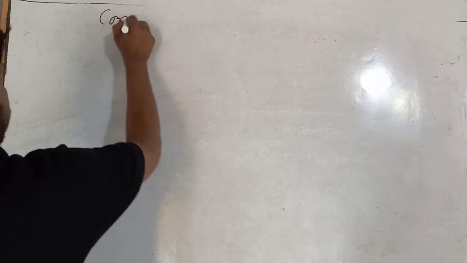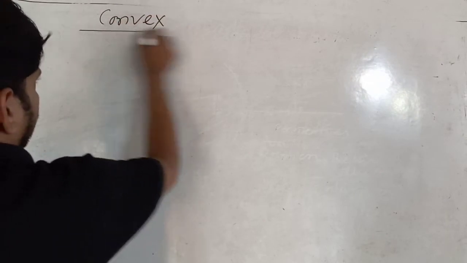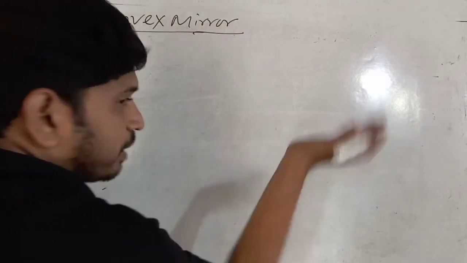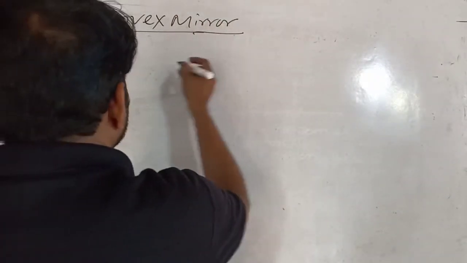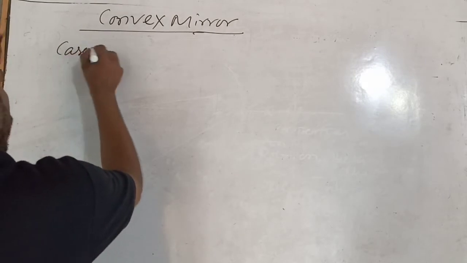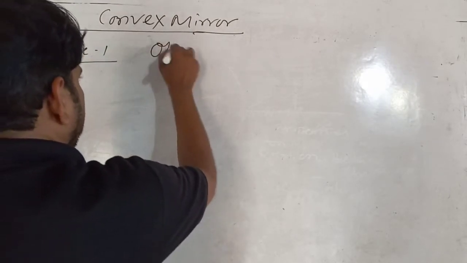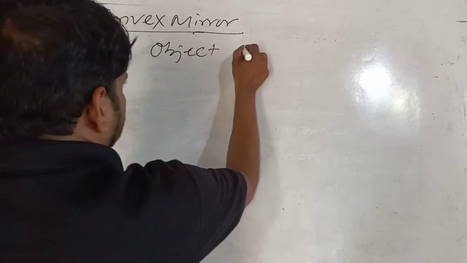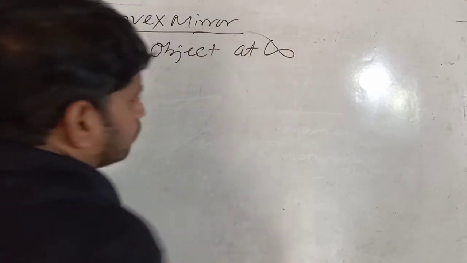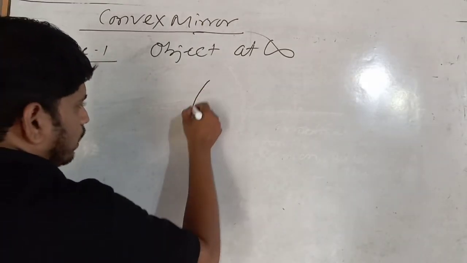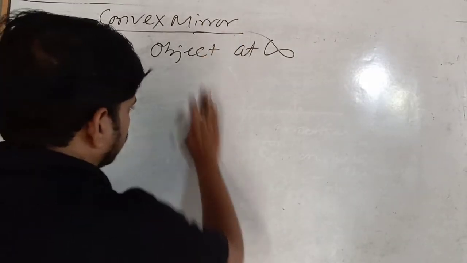There is convex. There are 2 cases of convex also. Convex mirror. Its reflecting surface is bulging out. So there are 2 cases. Case 1, object is at infinity. So in that case, where will the image be produced?